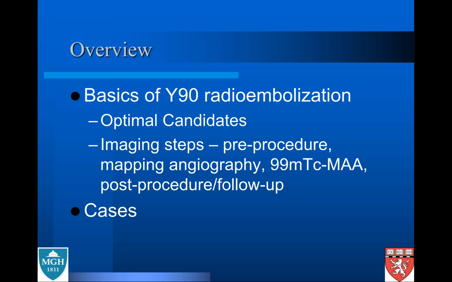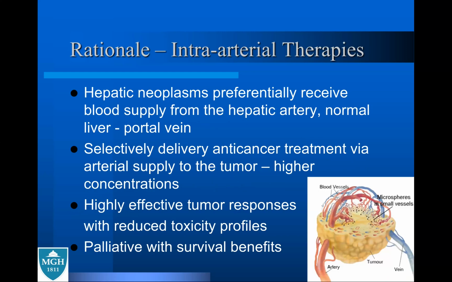So overall, the rationale behind intraarterial therapies, and that's not just radioembolization, but also chemoembolization and bland embolization. Basically, these liver tumors preferentially receive their blood supply from the hepatic artery, whereas the normal liver receives its blood supply from the portal vein. So if we thread a microcatheter into the hepatic artery and inject something, it will preferentially go to these tumors and not affect the normal liver. In this way, we can selectively deliver our anti-cancer treatments.